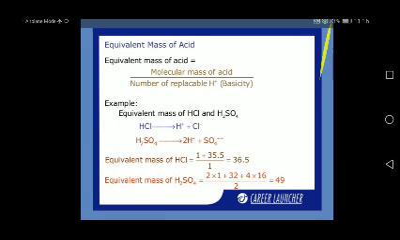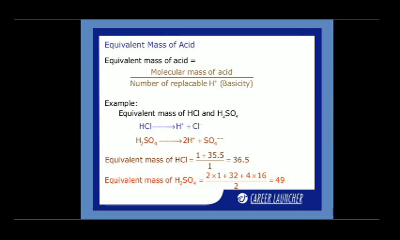Equivalent mass of acid. Therefore, equivalent mass of acid is equal to molar mass of acid by number of replaceable H plus ions. It is basicity. Equivalent mass of HCl and H2SO4. HCl replaces only 1 H plus, H2SO4 replaces 2 H plus ions. HCl gives H plus plus Cl minus. H2SO4 gives 2 H plus plus SO4 minus 2.